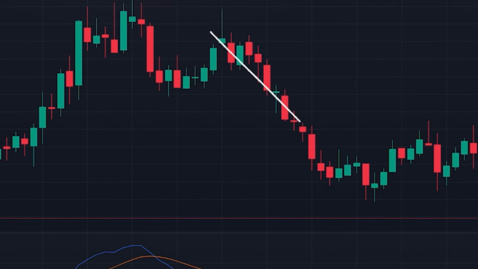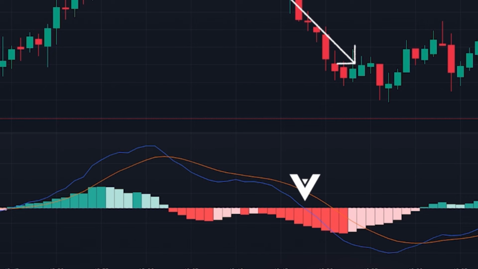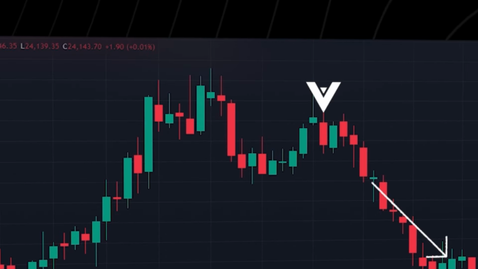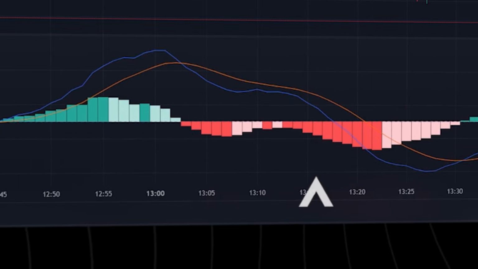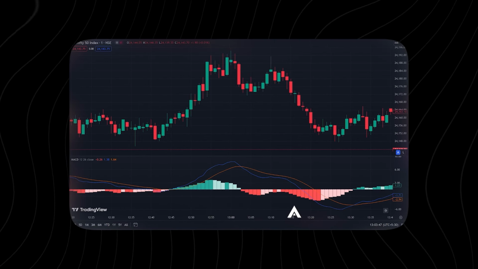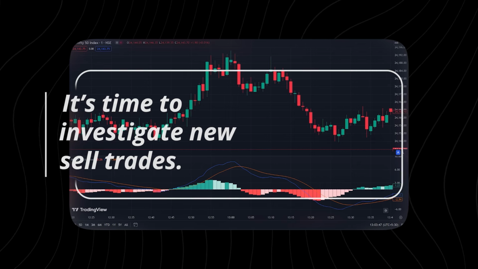Following this, we see a downward trend with dark red bars and an expanding histogram. If you haven't already, here is your last chance to exit your earlier buy positions. The dark red bars indicate that new sellers have joined the market, resulting in significant momentum. It's time to investigate new sell trades.